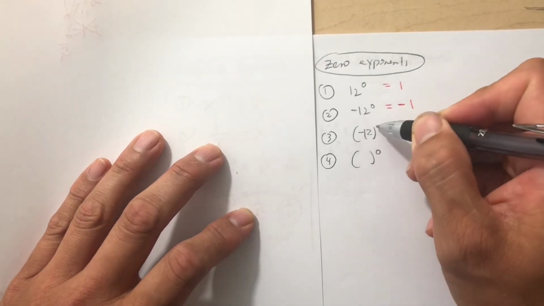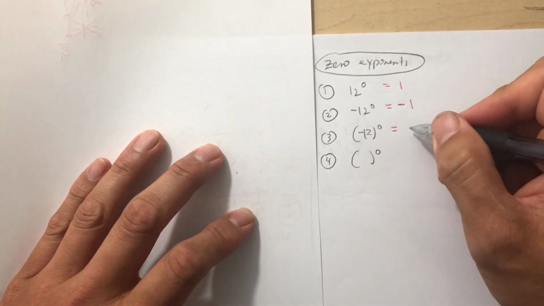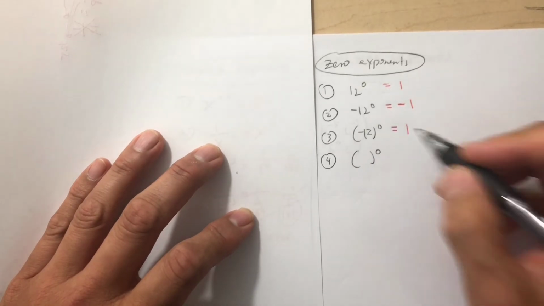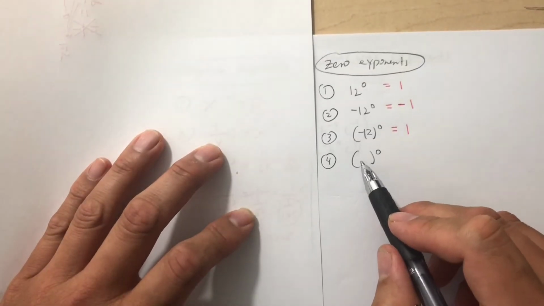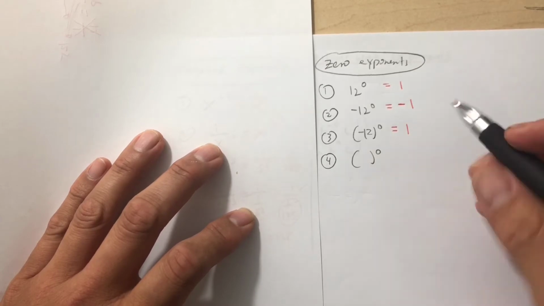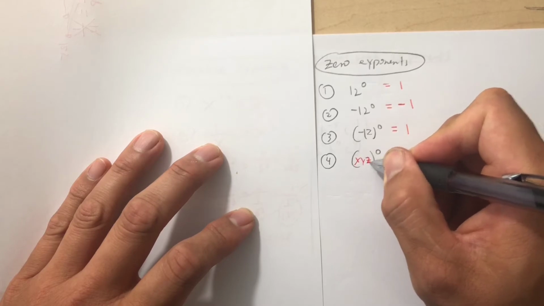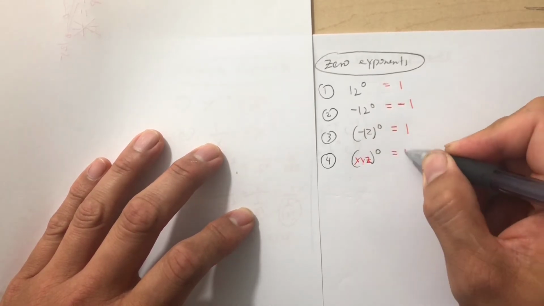However, when there's a parenthesis, anything inside a parenthesis is to the 0 power. Anything to the 0 power is 1. It doesn't matter what's in there. It could be a positive or negative, it could be a letter, it could be anything. Now let's just go ahead and put like 3 letters, X, Y, Z. Anything to the 0 power is 1.